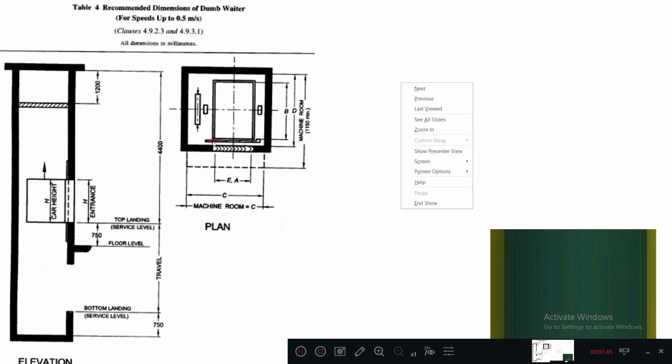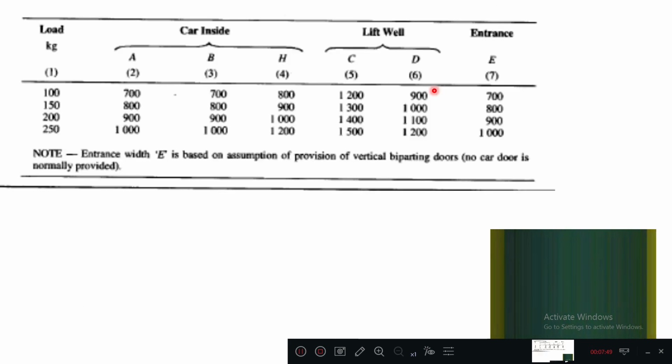This is the plan. This is the elevation. You can see the load is very less: 100, 150, 200, 250 like that. Here the car dimensions are A, B, H, where H is the height of the cab. Then lift well C and D, and E. So these are all the dimensions given.